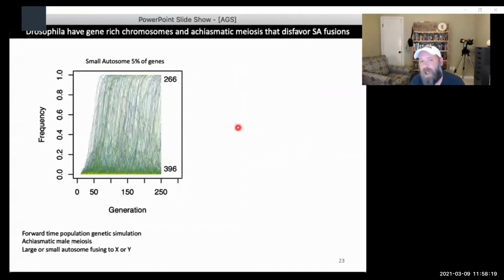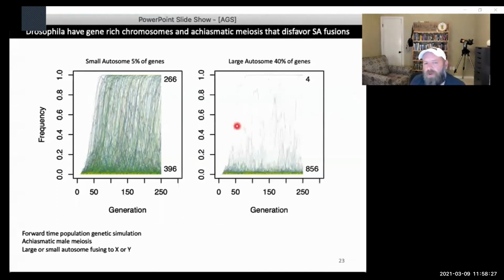And what we see is that about half the time, a little less than half the time, we get fixation of this fusion. But when we change that and we try fusing a large autosome to the sex chromosomes, what we see is that they increase in frequency initially, but then they drop back down.